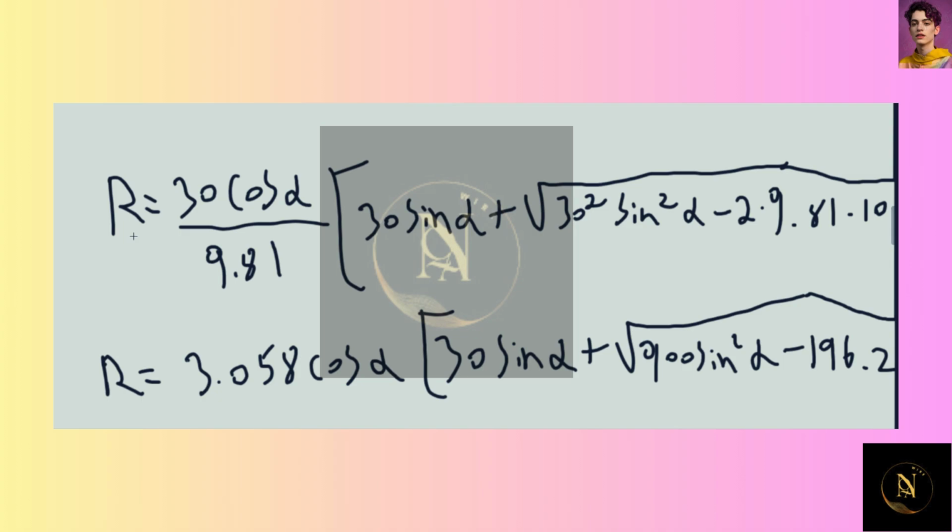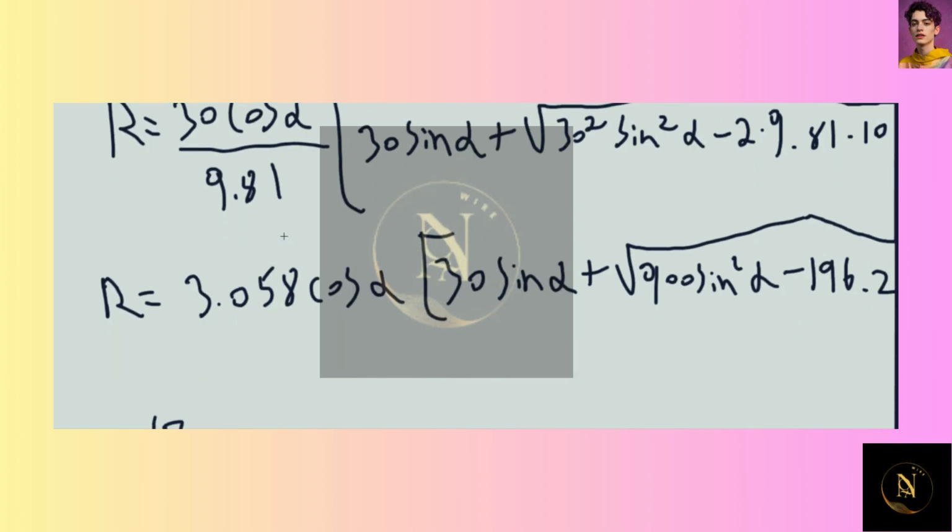So we get that r is equal to 30 times cosine of alpha over 9.81 times this here. So this becomes 3.058 times cosine of alpha times 30 times sine of alpha plus the square root of 900 times sine squared alpha minus 196.2.